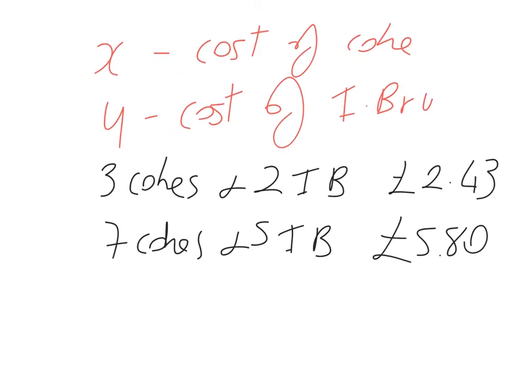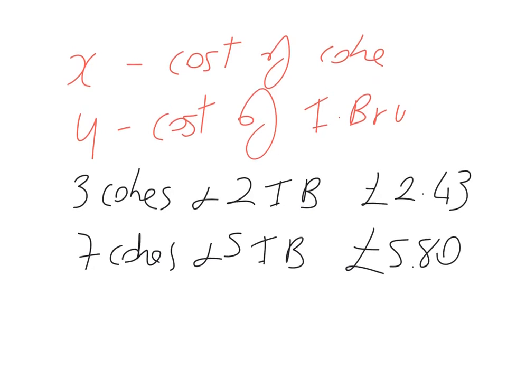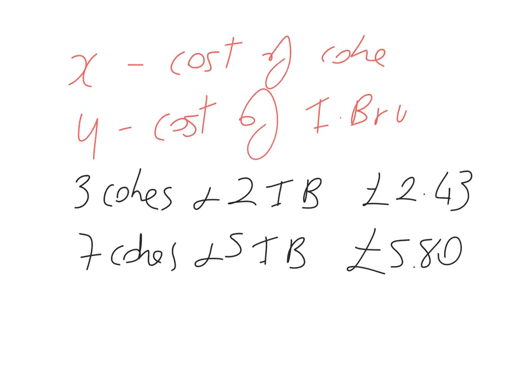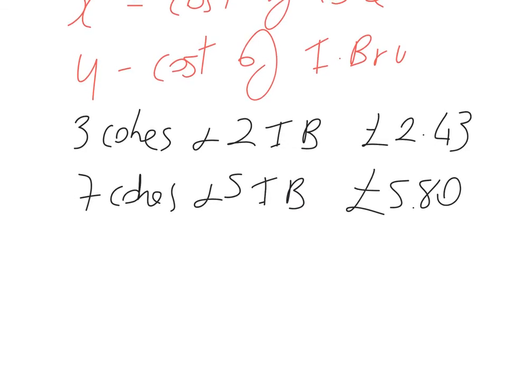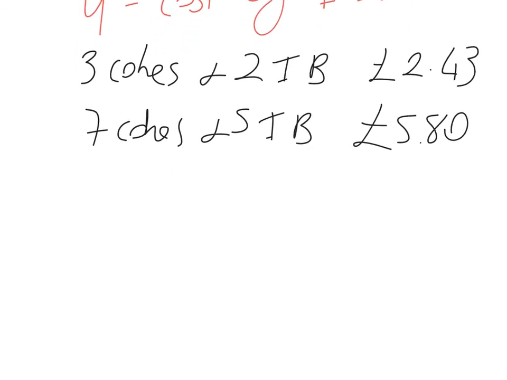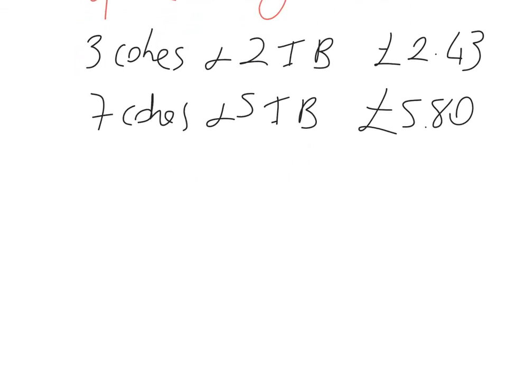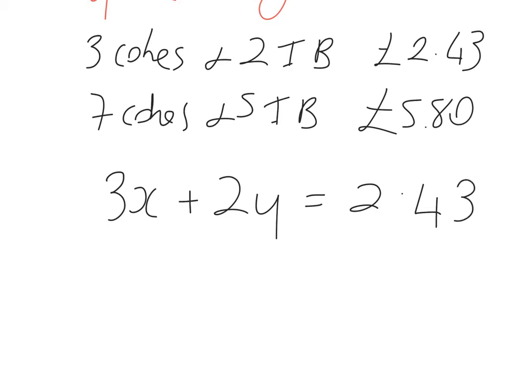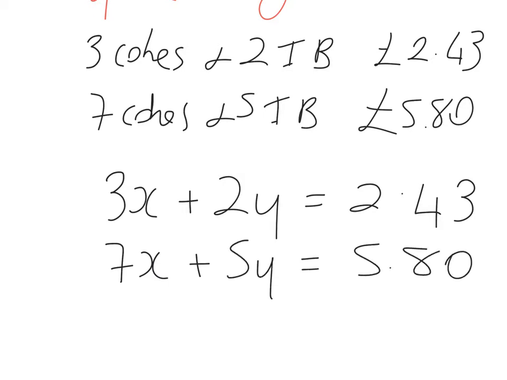Okay, first thing, x is the cost of a can of Coke, so 3 cans of Coke would cost 3x. y is the cost of a can of Irn-Bru, so 2 cans of Irn-Bru would be 2y. So 3x plus 2y, that's 3 Cokes and 2 Irn-Brus, costs £2.43. Quite often the question will ask for an equation, so that's quite easy. 3x plus 2y is £2.43. Second equation, easy again: 7 Cokes, 7x, plus 5 Irn-Brus, 5y, is equal to £5.80. That's equations 1 and 2.